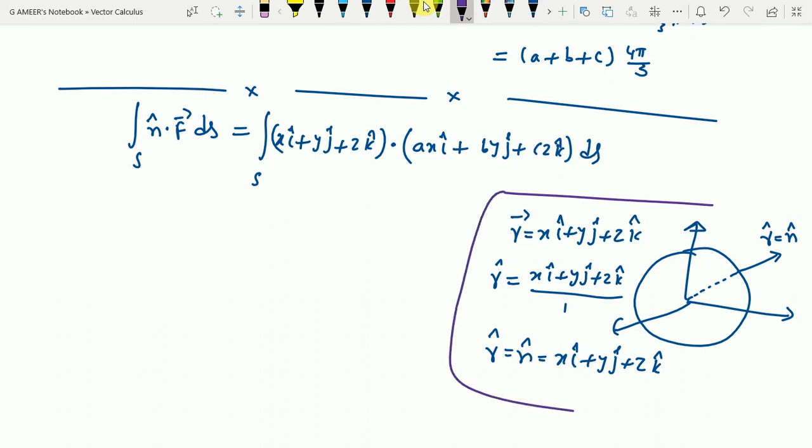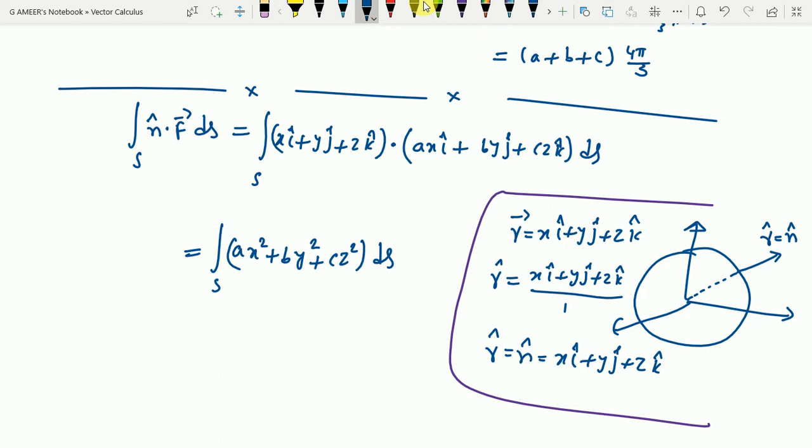This is the rough work. Now come here. So that means perform the dot product. When I perform the dot product, the first term will be ax square, the second term will be by square, the next term will be cz square into ds. Okay. So now we need to perform the surface integration.